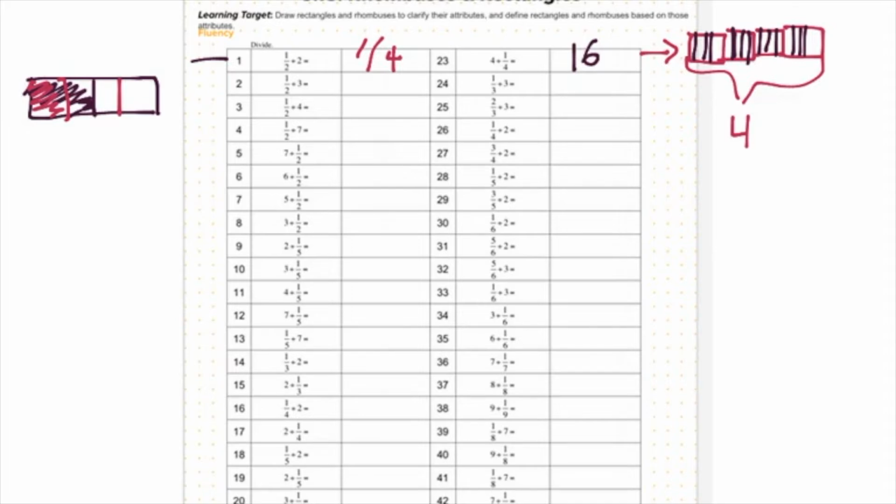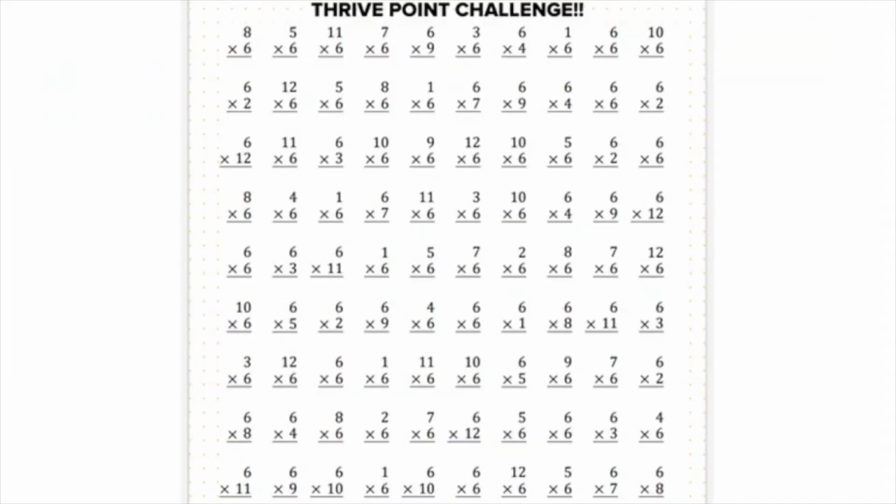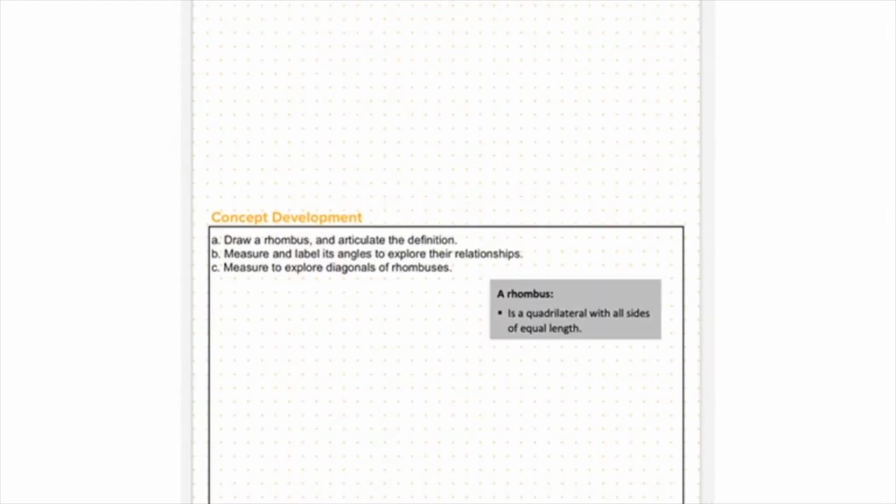When you come to office hours, I'm going to ask you a random one, and that is how I'm going to know that you've completed this page. You now have your Thrive Point Challenge. Set a timer for 2 minutes, see how many you can complete. If you show us this in office hours, you will get extra Thrive Points if you have completed it.